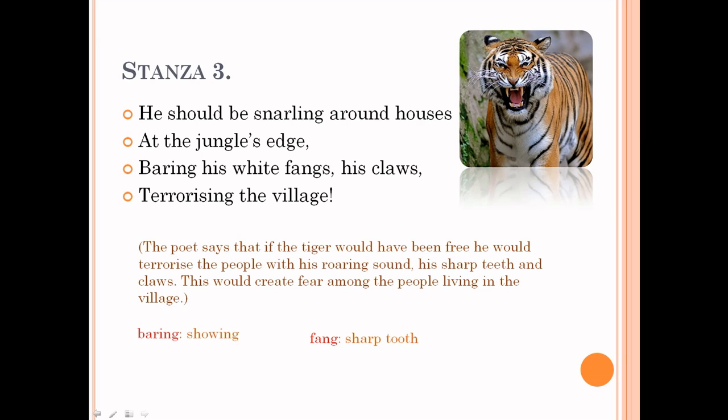So the poet says, if the tiger would have been free, he would terrorize the people with his roaring sound, his sharp teeth and claws. This would create fear among the people living in the village. So here is also a use of enjambment, that is where a line continues to the next line without any punctuation mark, as he should be snarling around houses at the jungle's edge.